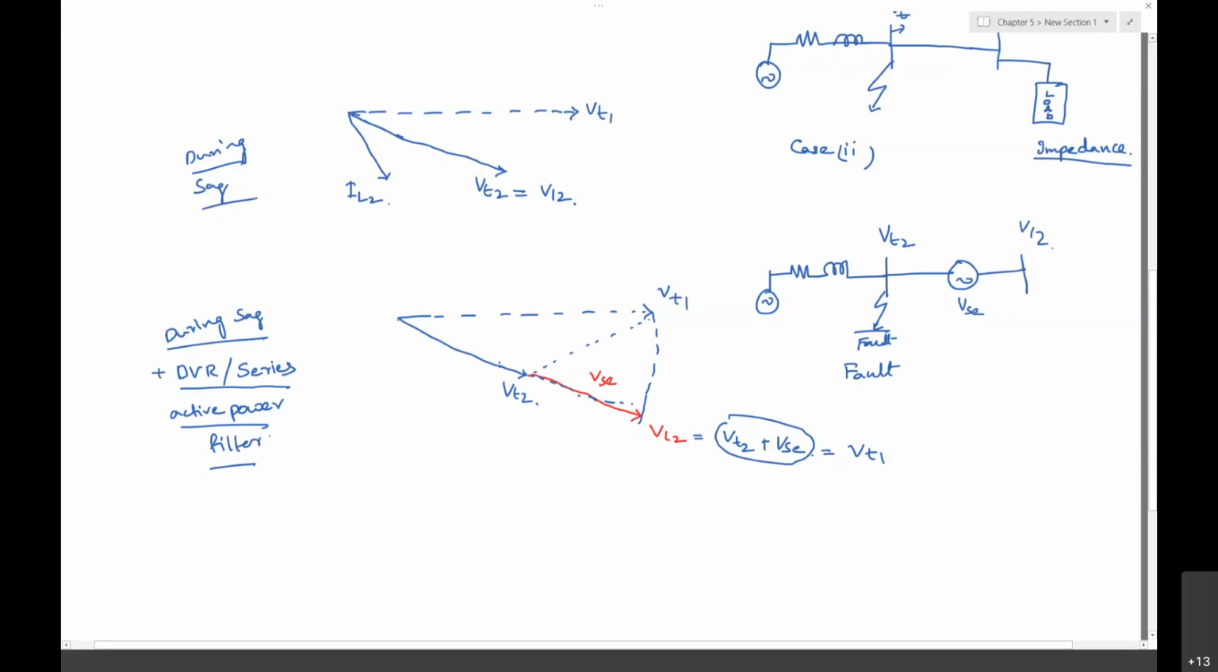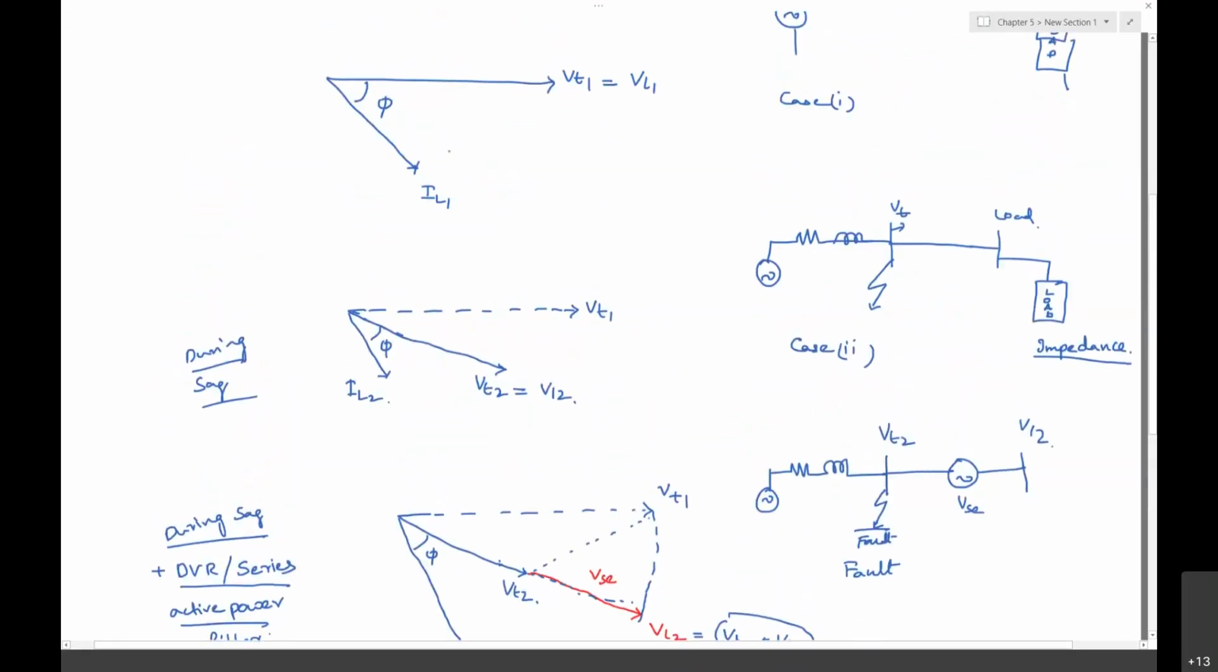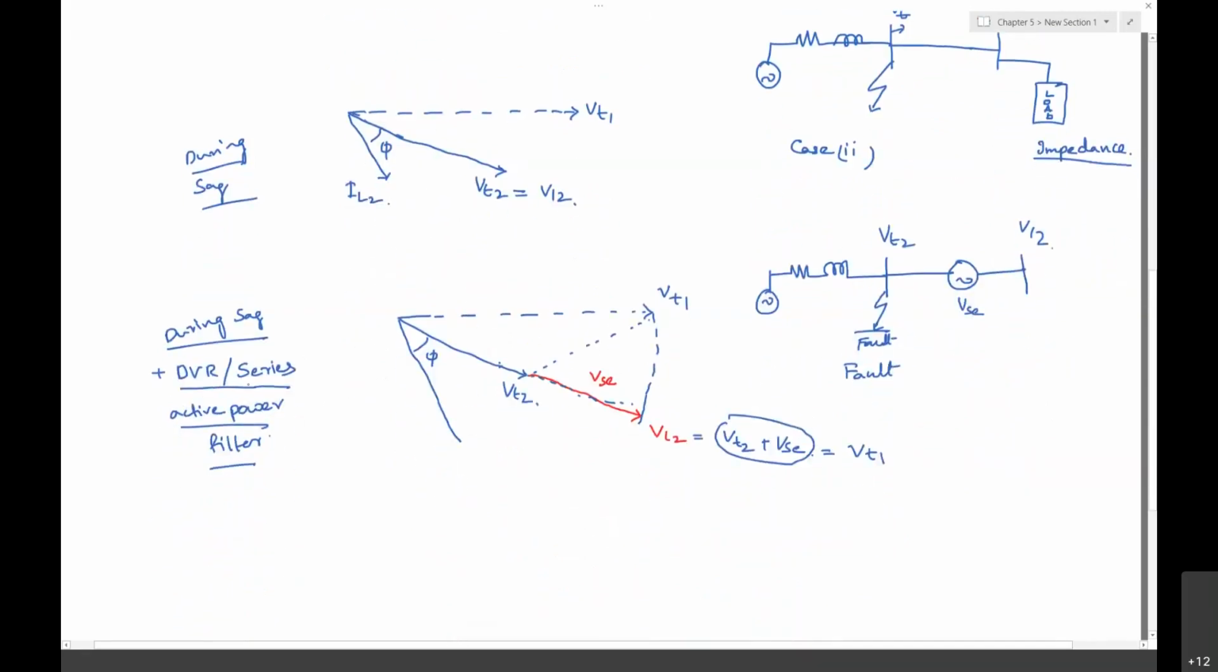Now the current is still lagging by an angle of phi. It is the same phi, because the load power factor is not going to change. Whatever it is at the pre-sag condition, the same phi is there during the sag, but the current magnitude is reduced. Whereas when we have the series compensator also, the IL2 is going to increase because the VL2 has raised, but the load power factor is the same.